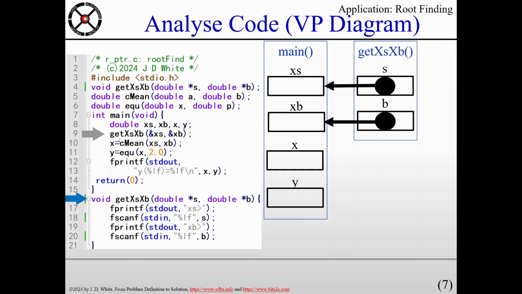I call get xs xb, I'm giving it 2 addresses. So get xs xb has prepared 2 pointers, one s, one b, and the pointer s gets the address of xs. The pointer b gets the address of xb. So it means that s is pointing at xs. b is pointing at xb. It has no variables.